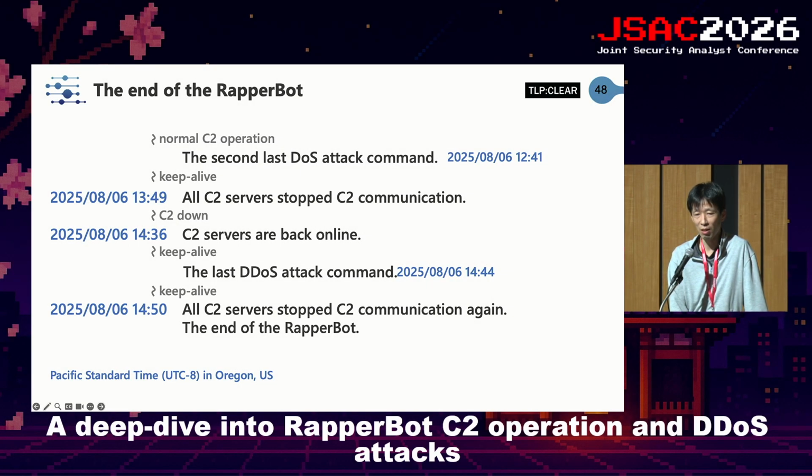Finally, this is the C2 communication as of August 6th. At 13:49, all C2 servers stopped communicating. For some reason, it briefly resumed at 14:36, during which time a single final DDoS attack was carried out. At 14:50, the C2 servers stopped again, marking the end of RapperBot.